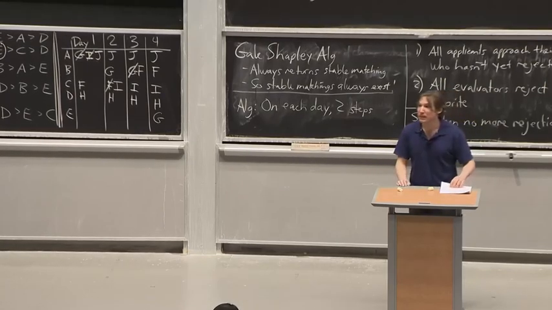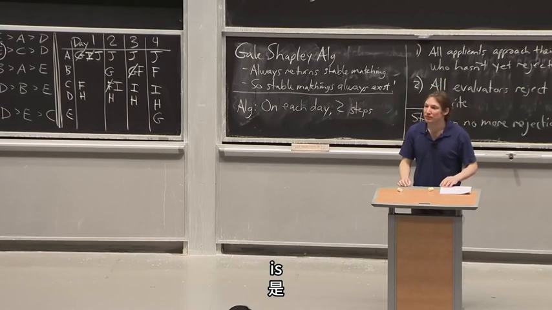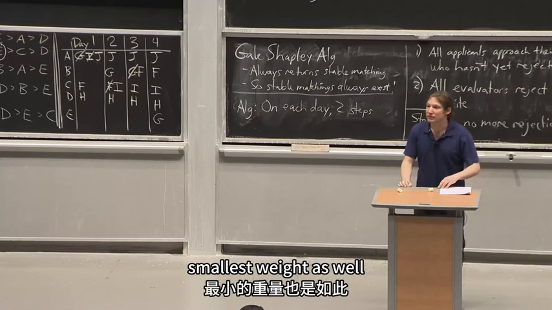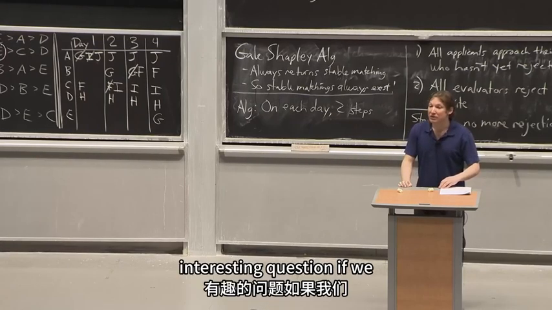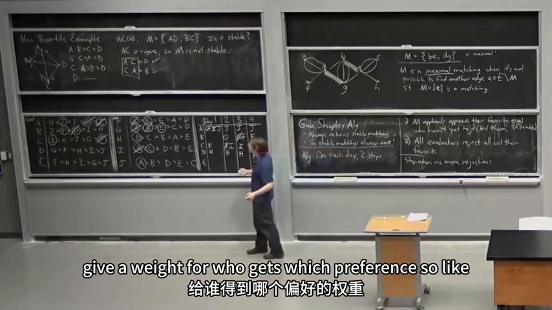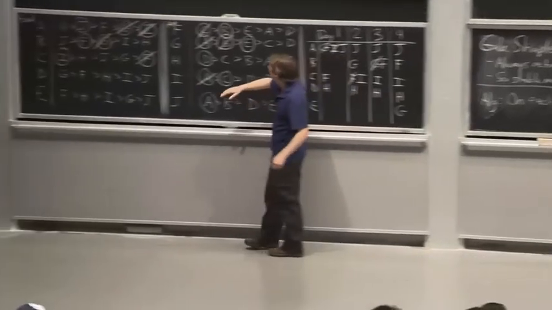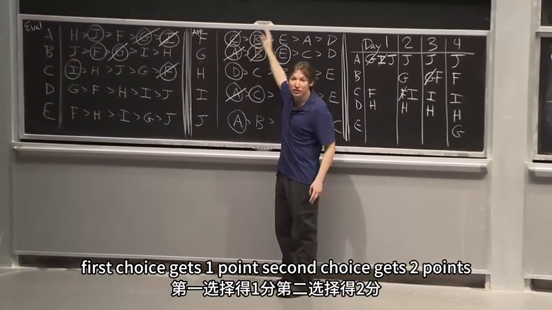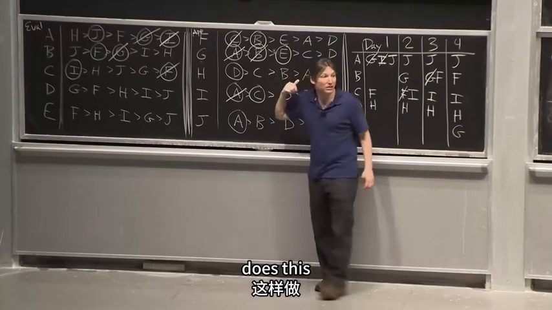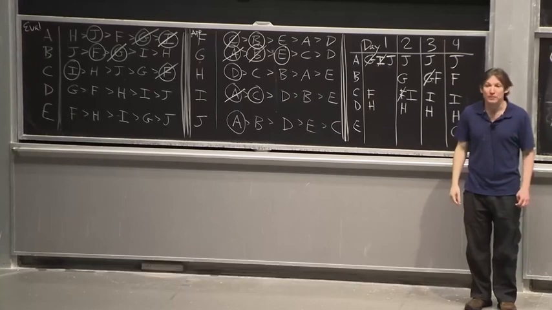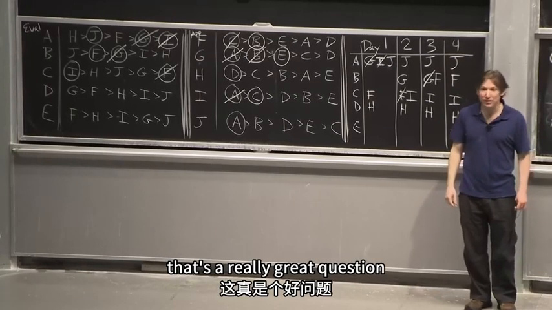Question? If you were to weight these as like the first choice is 1, second choice is 2, is this necessarily the smallest weight as well? Interesting question. If we give a weight for who gets which preference, so like first choice gets 1 point, second choice gets 2 points, and all the way down, does this algorithm give a matching with lowest total weight? That's a really great question.